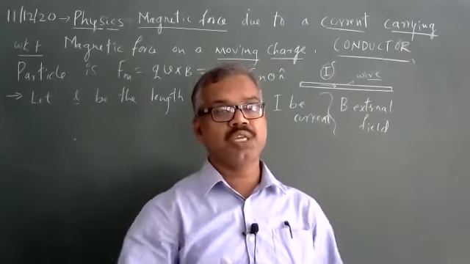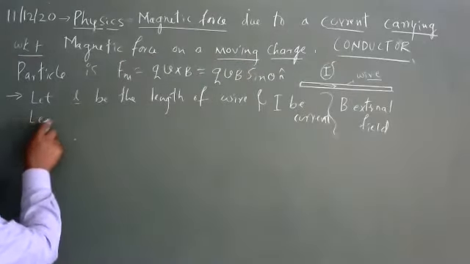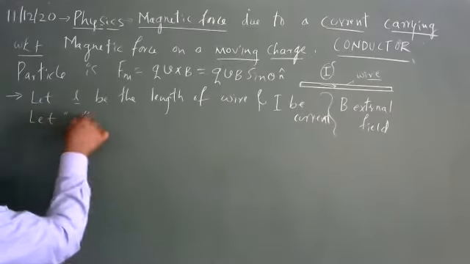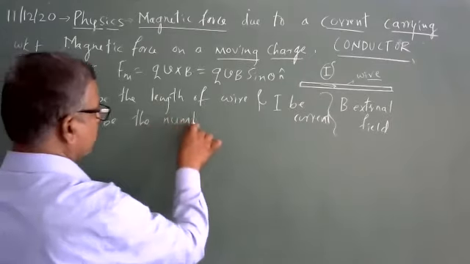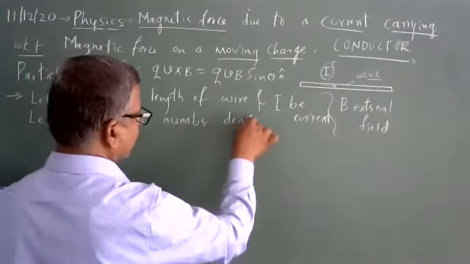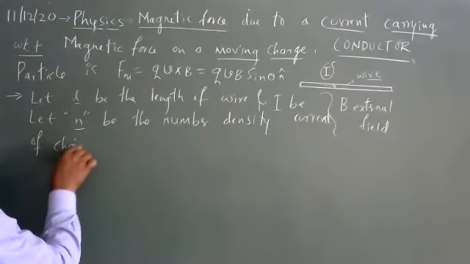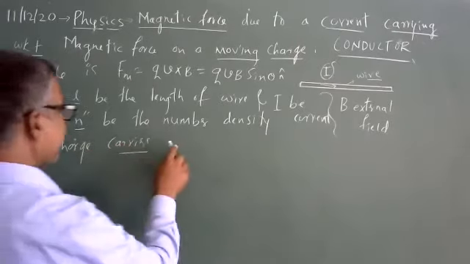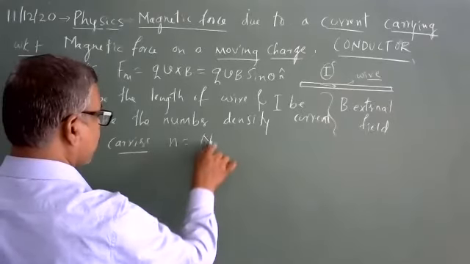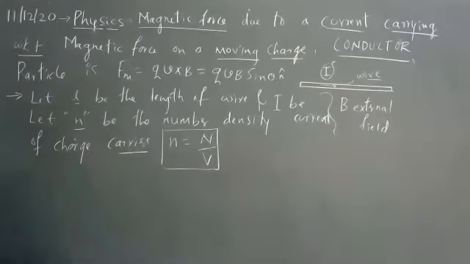Not one electron is moving, a huge number of electrons are moving. Let n be the number density of charge carriers. When I say n, number density means number divided by volume. Do remember this, small n stands for number of charge carriers per unit volume.